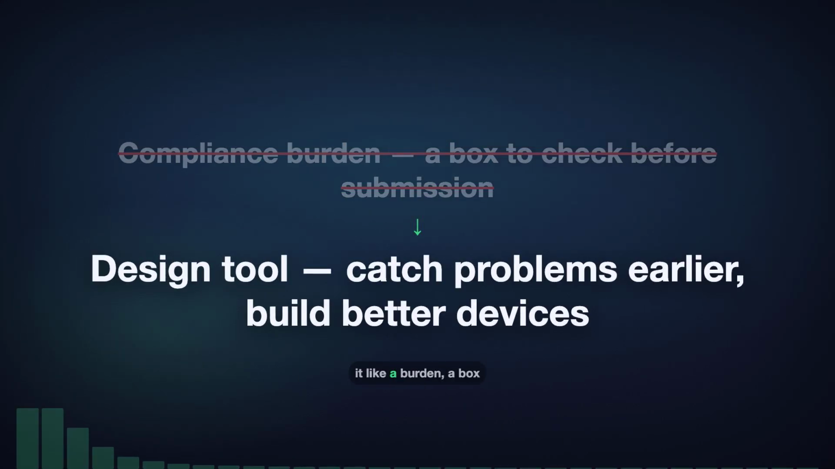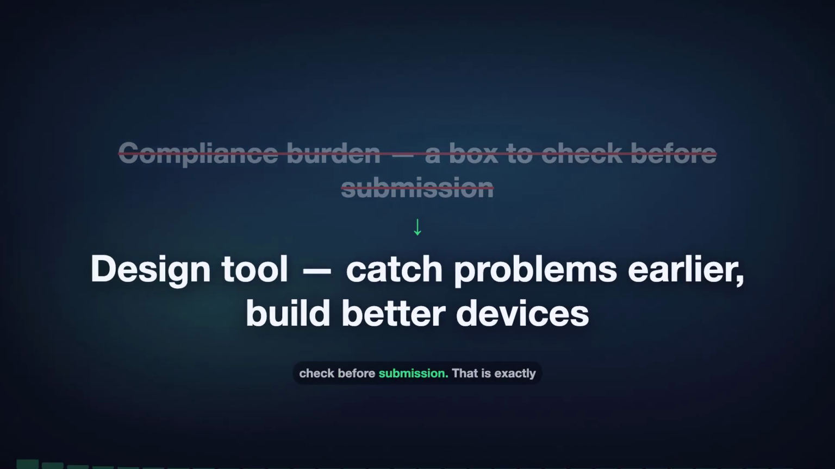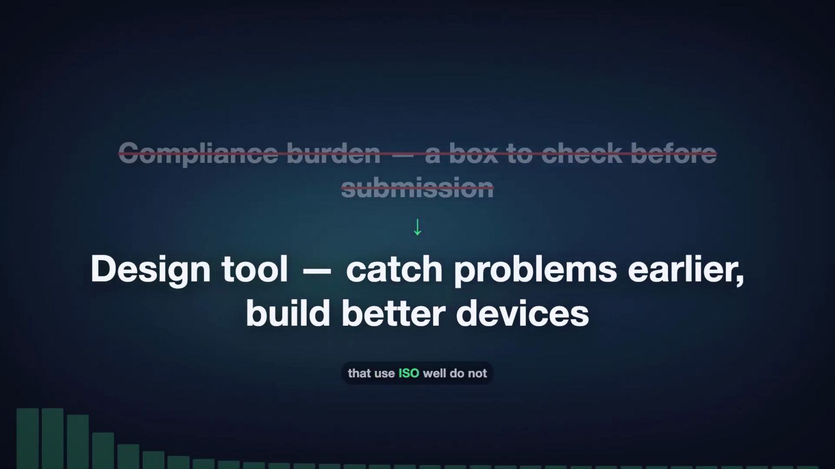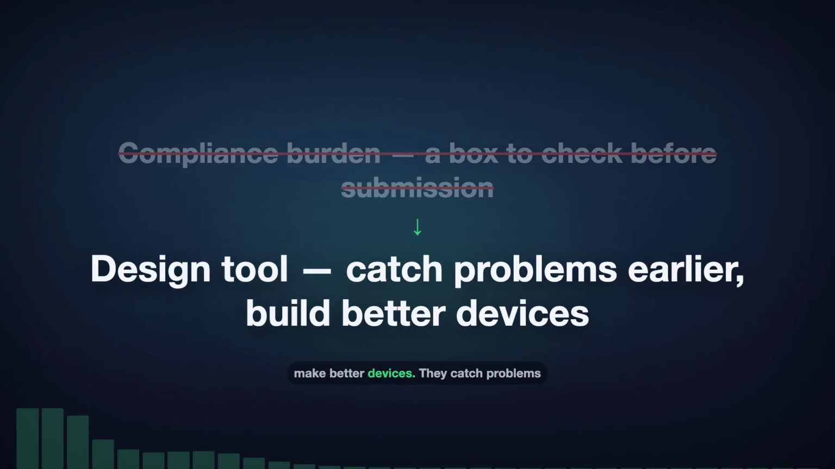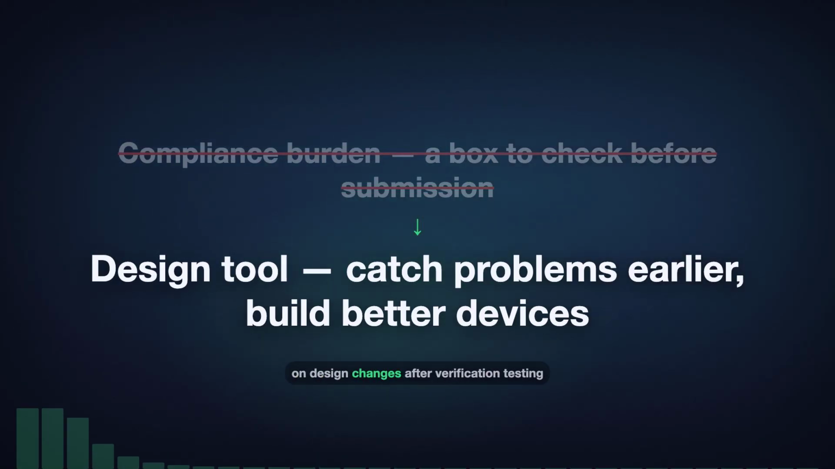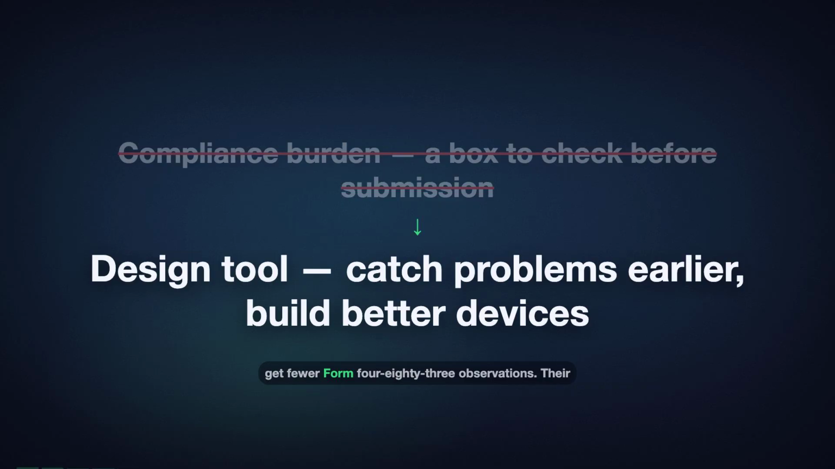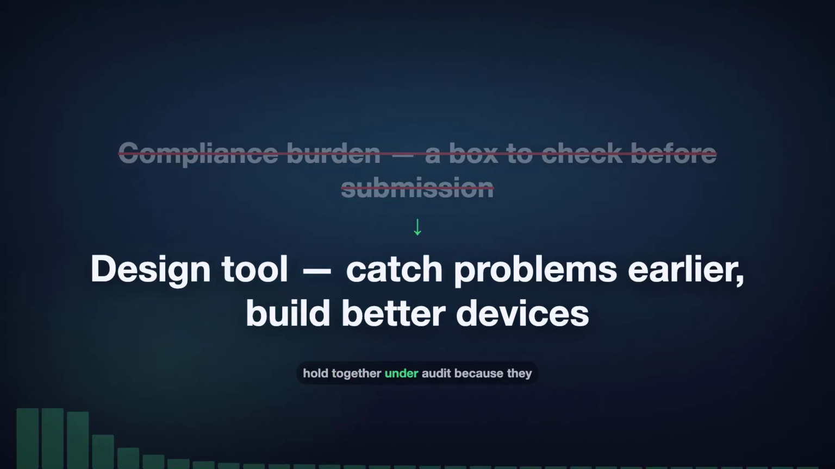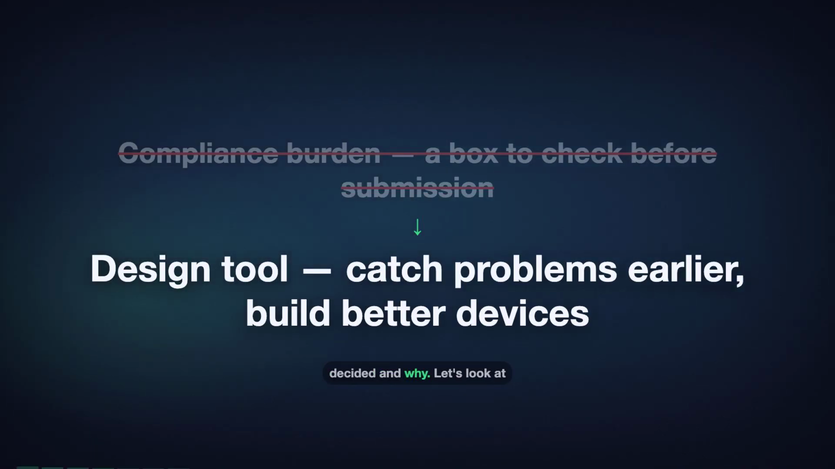Most companies treat it like a burden, a box to check before submission, and that's exactly backwards. The companies that use ISO 14971 well do not just satisfy regulators. They make better devices. They catch problems earlier. They spend less time on design changes after verification testing fails. They get fewer Form 483 observations. Their risk files hold together under audit because they actually reflect what the engineering team decided and why.